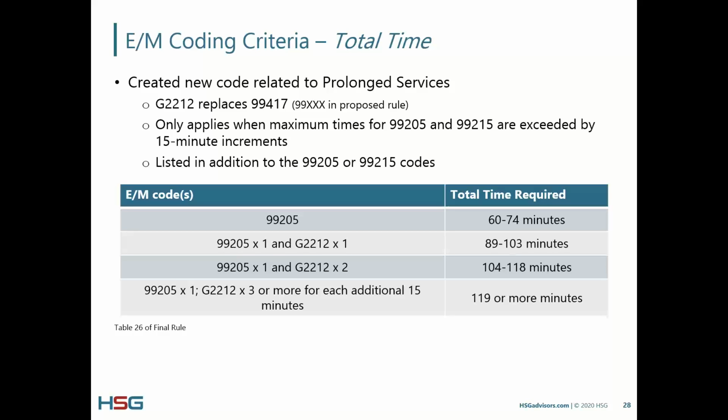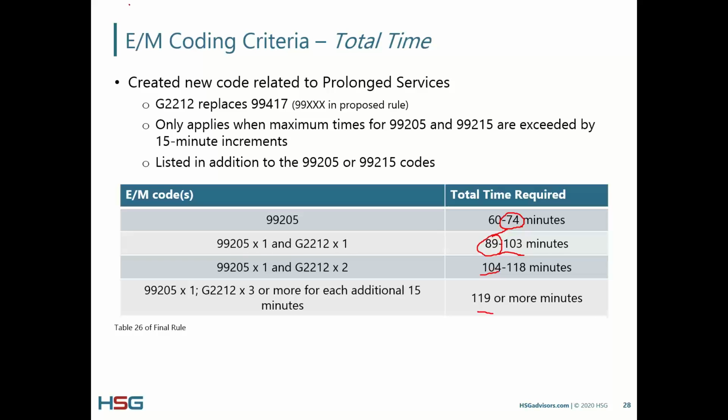So again, if we go back to looking at having an upper time of 74 minutes, 15 minutes after that gets us to 89. And so you have to get to the 89th minute before this code applies. And then that same code applies for that 15-minute interval. If you start to exceed that, then we can go to the next and the next. So what ends up happening is you have the 99205 followed by a series of 2212s for every 15 minutes that start beyond 89 minutes, basically.